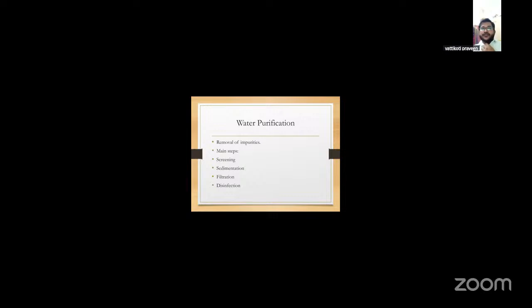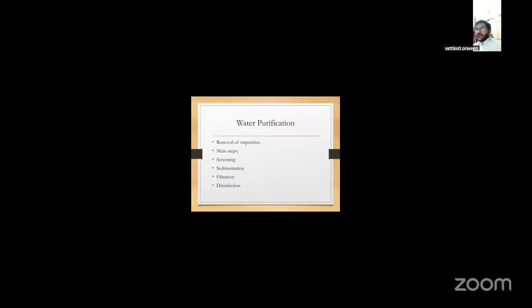Water purification. The definition of water purification is the process of removing the physical, chemical, and biological impurities from the raw water, making it safe and suitable for drinking and other uses. The raw water contains suspended particles, dissolved and colloidal impurities. The removal of these impurities is called water purification.